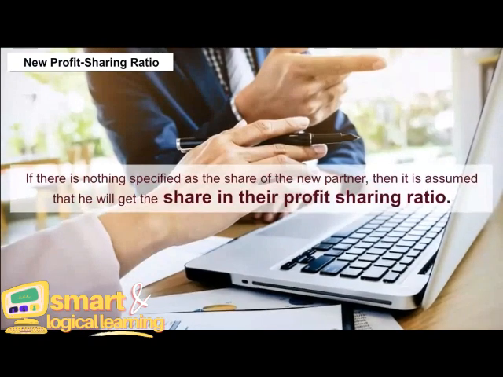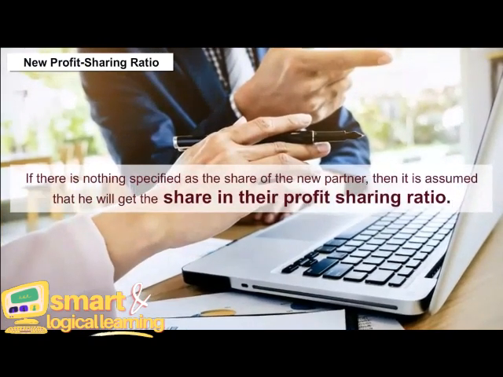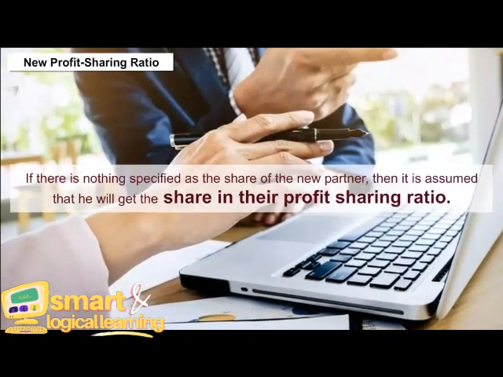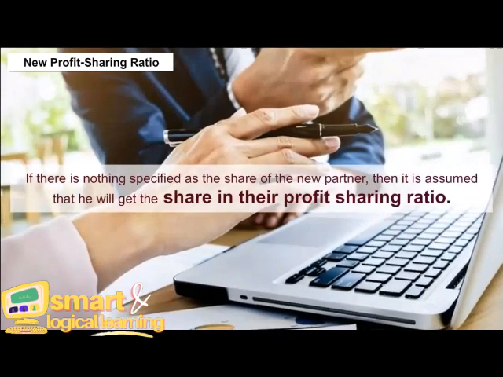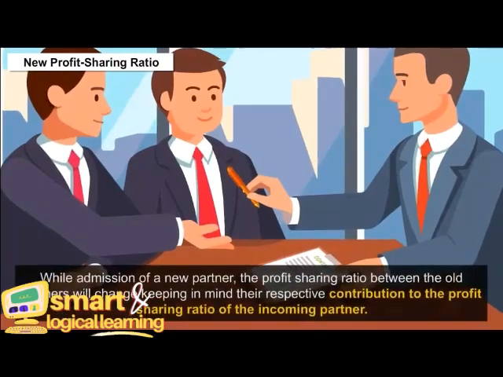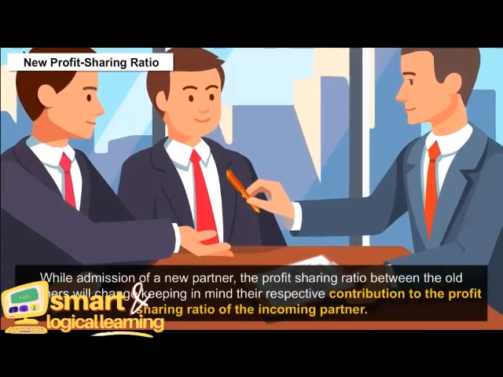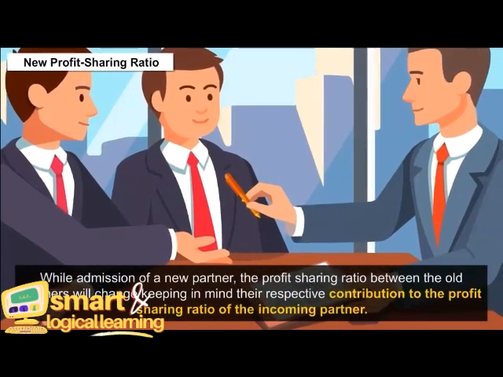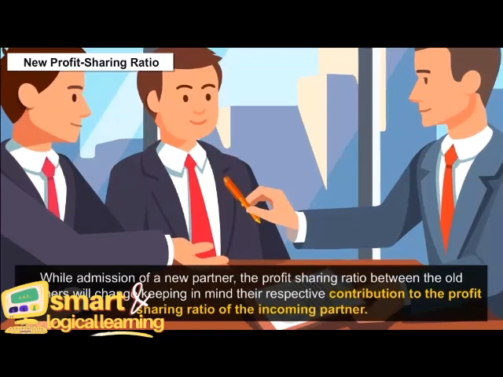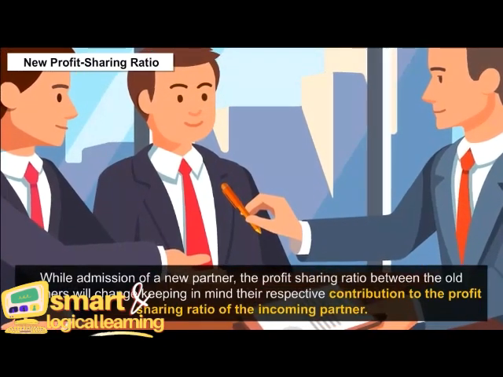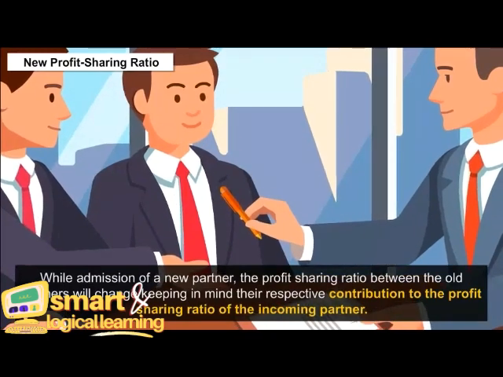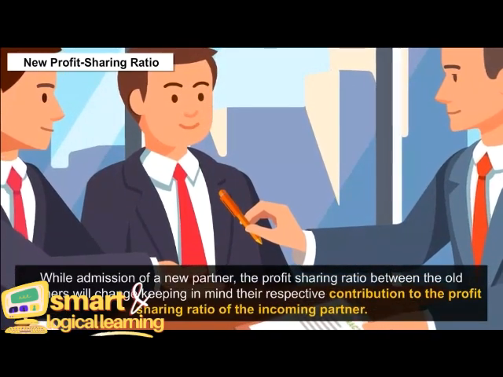If nothing is specified as the share of the new partner, then it is assumed that he will get the share in their profit sharing ratio. While admitting a new partner, the profit sharing ratio between the old partners will change, keeping in mind their respective contribution to the profit share of the incoming partner.